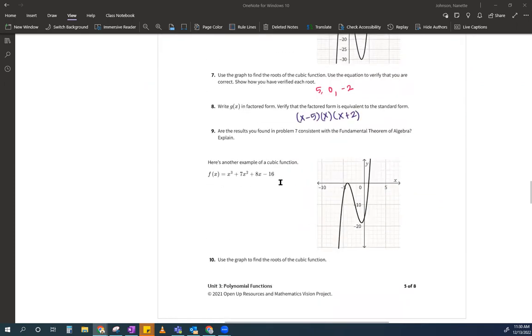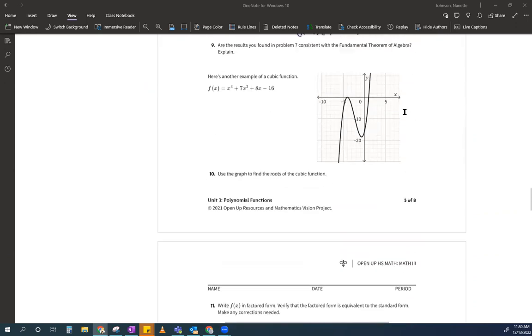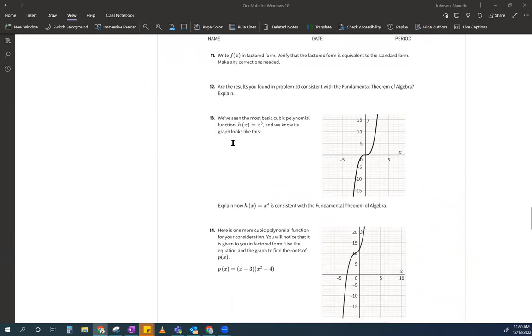Okay, done with that. Here's another example. Use the graph to find the cubic. So this is something that I want you to try on your own. And then it says write it in factored form. Now you know how to do that. So I want you to try 10, 11, 12 on your own, but we're going to move on really quick.